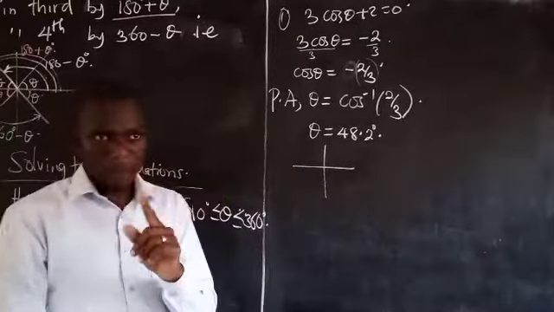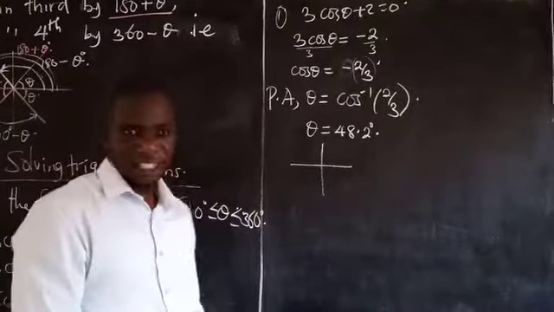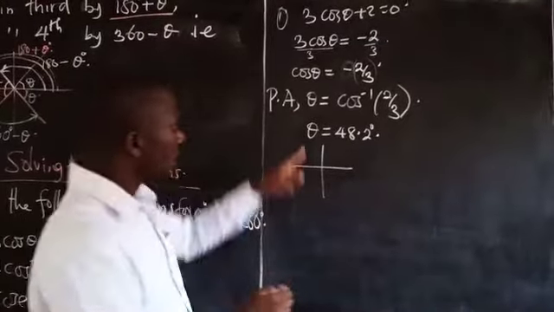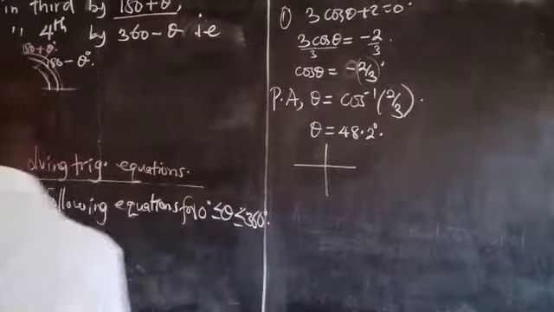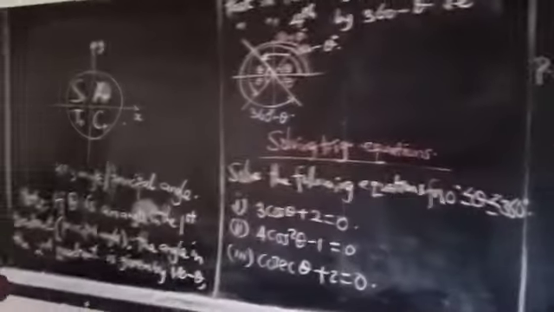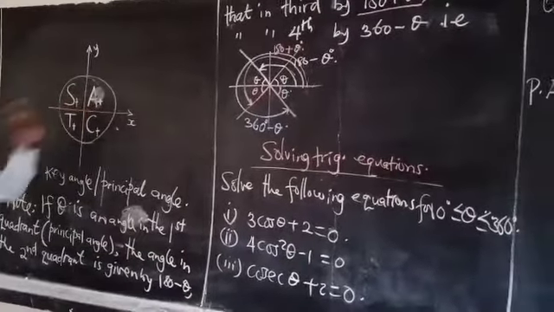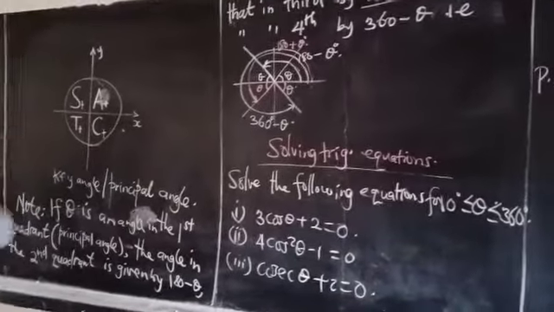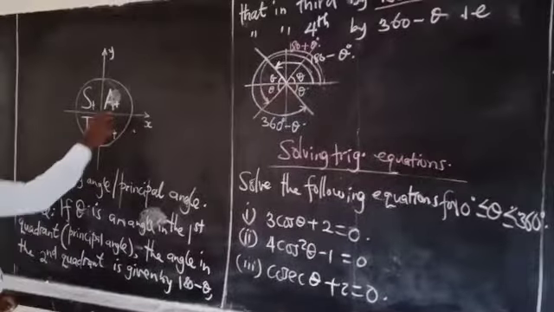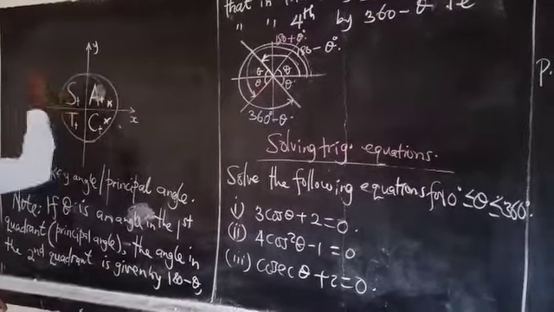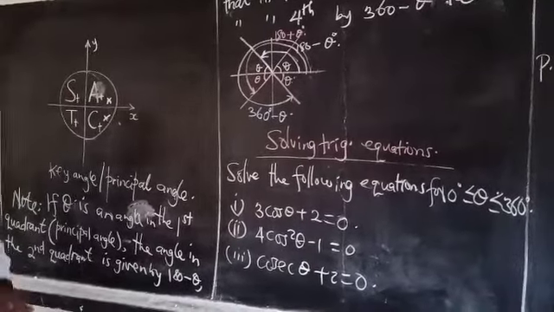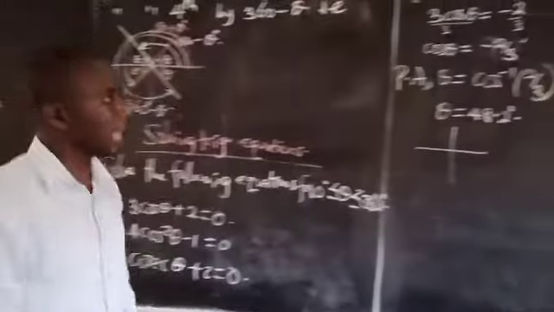Now, remember, this theta is not in the first quadrant because the cos is negative. Remember that all are positive in the first quadrant. So the cos is negative, meaning this angle cannot be here and cannot be there. So it will be in the second and the third quadrants. So let's get it there.